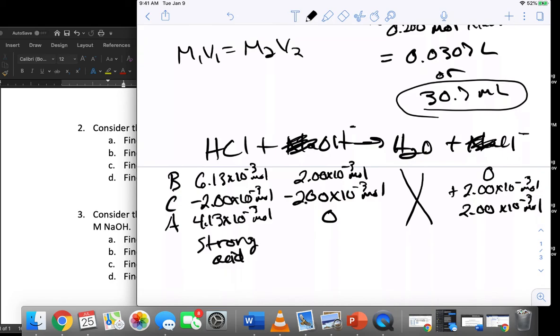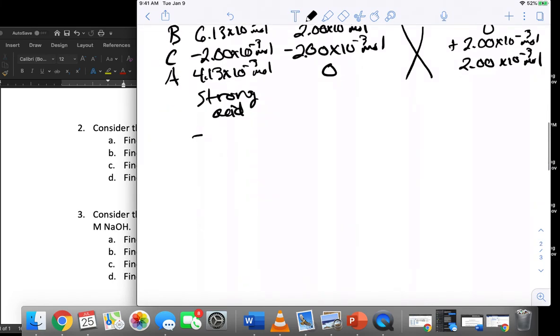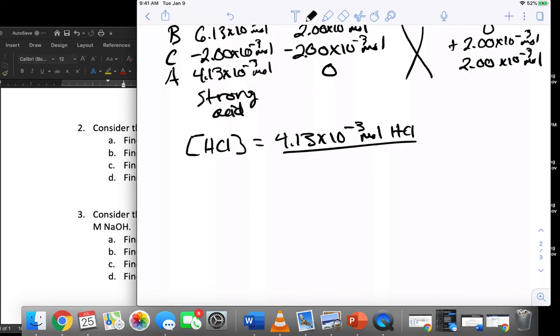Right? So if I have a strong acid and nothing else in my solution, all I should need to find pH is the concentration of my strong acid. So my concentration of HCl is going to be equal to 4.13 × 10^-3 moles of my HCl that are left over, divided by my total volume at that point in time. And remember, that's one of the key features of these titrations, always figuring out what our volume is at this point.